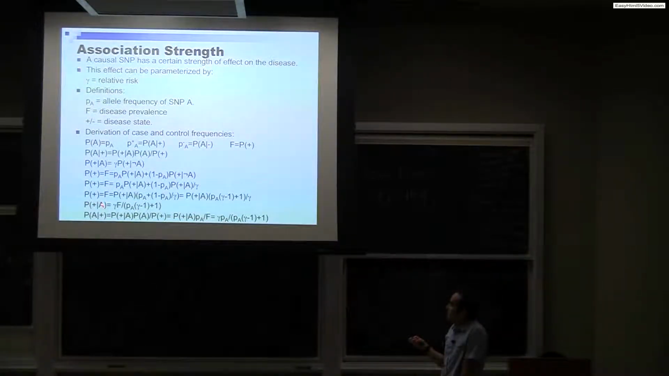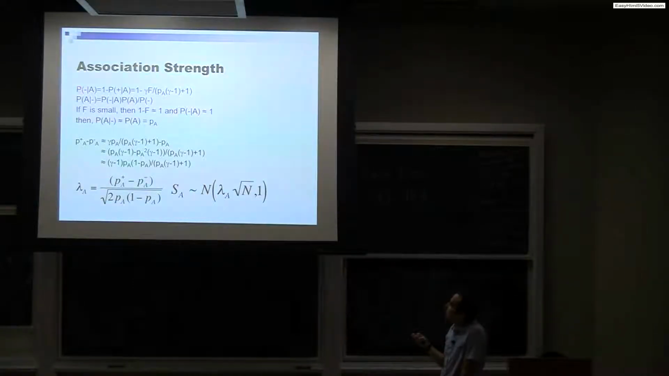What is going to be the frequency of the, so what is P minus A? It's going to be 1 minus the probability of having the disease if you have A. This is the probability of not having the disease if you have A. That's going to be 1 minus the probability of having the disease if you have A, which is going to be 1 minus this, because we just figured this thing out. So PA minus is going to be, this is from Bayes' rule.